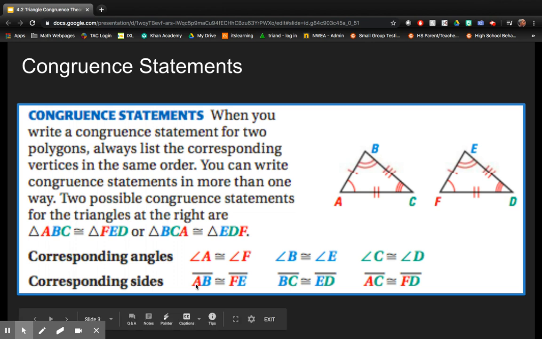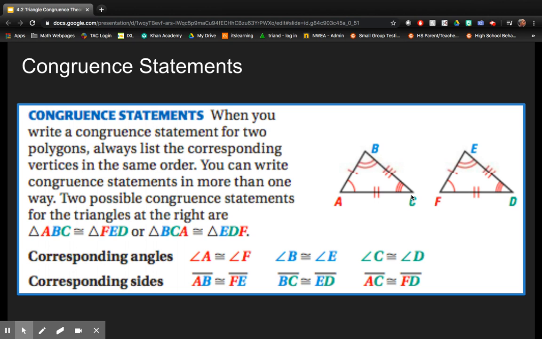Notice the order. If we want to say AB is congruent to a side, then we have to go from corresponding angle to corresponding angle. So angle with one mark to two marks needs to go one mark to two marks. So this would need to say FE, not EF, to stay in the same order. BC, 2 marks to 3, would correspond with ED, 2 marks to 3.